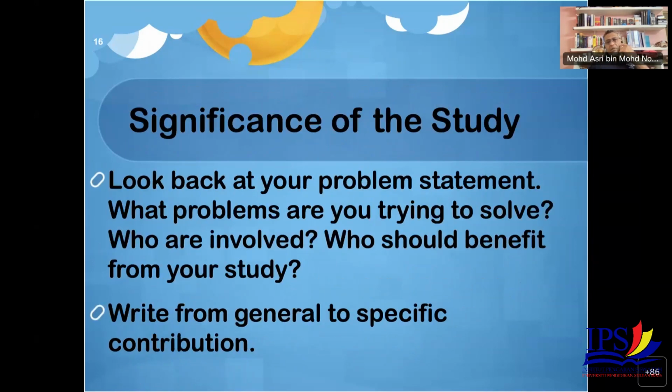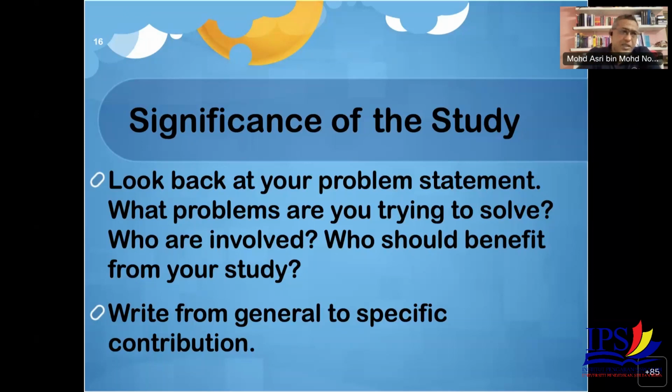Okay, so the next part in chapter 1 that you need to put in your project paper would be the significance of the study. Significance of the study is to tell people why this study is important, why you need to carry out this study. So what you can do is you just go back and look at your problem statement, look at what kind of problems you're trying to solve, who are involved, who would benefit from the study. So you will write on the significance of the study to these people.